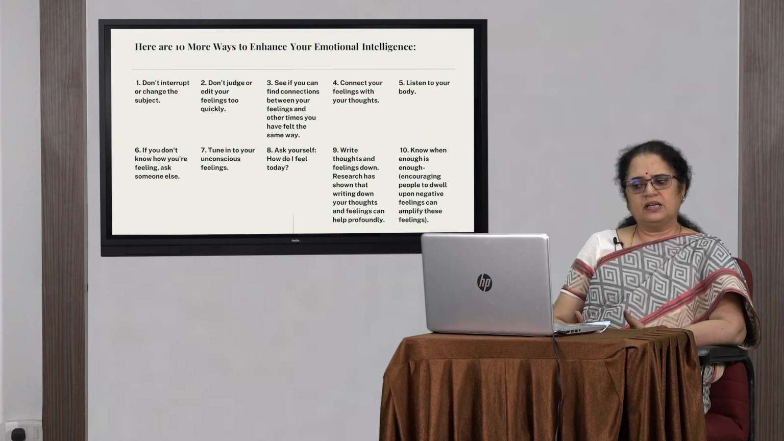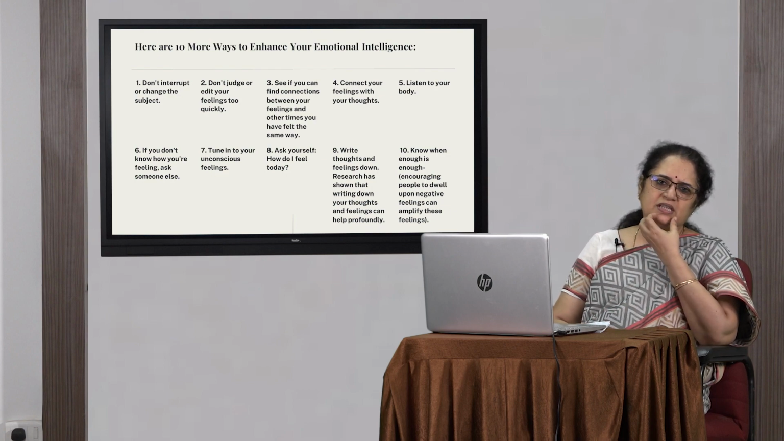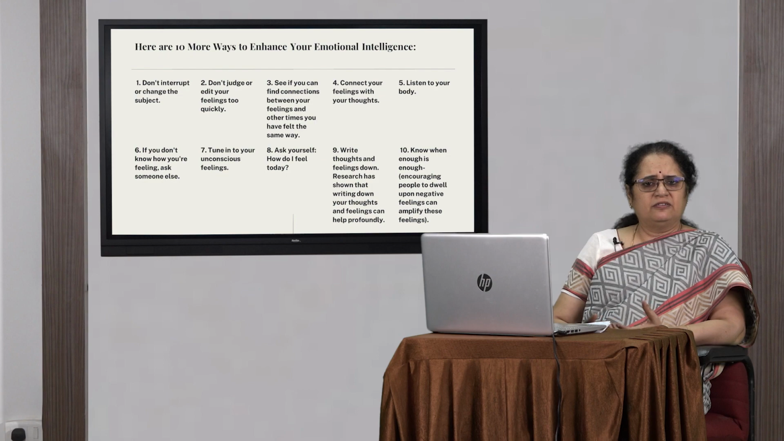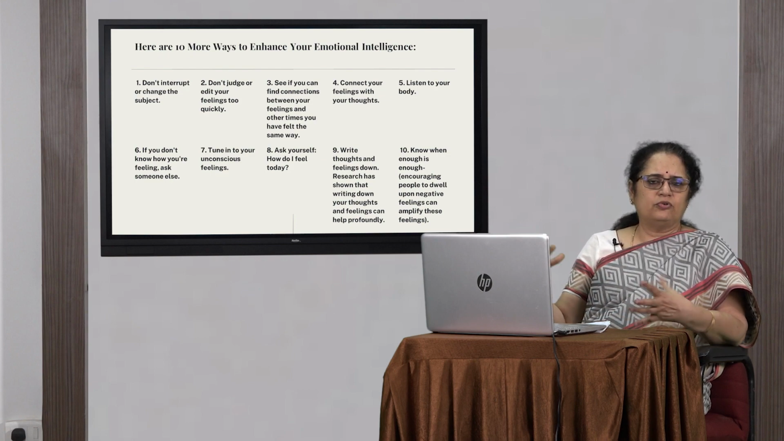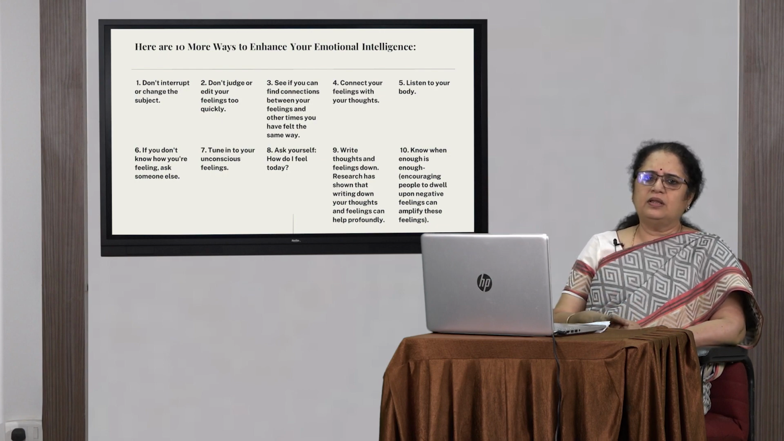See if you can find connections between your feelings and other times you felt this way. As I gave you the earlier example of going on stage, every time I go on stage, I have this feeling in my heart, a palpitation or butterflies in my stomach. So have I felt this way earlier, some other time before? You will see that every time the focus is on you, when you are giving a presentation or something, that is when you feel very nervous maybe.